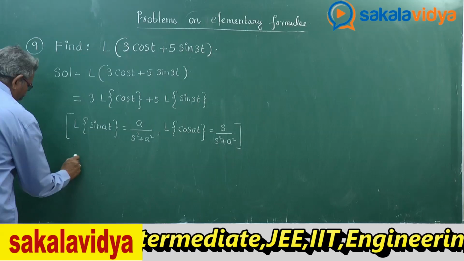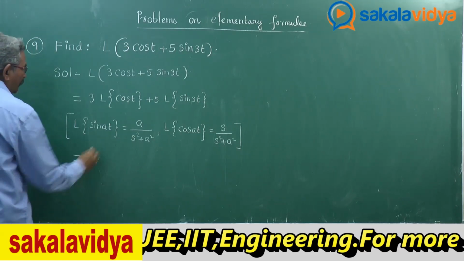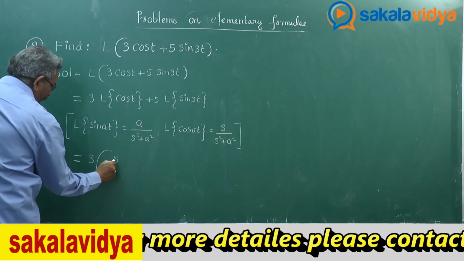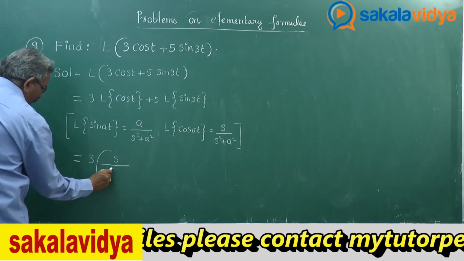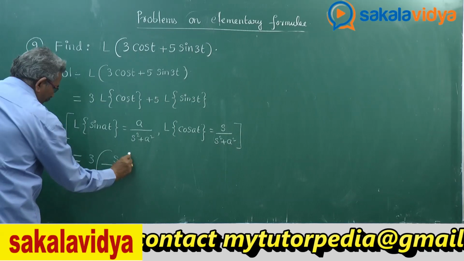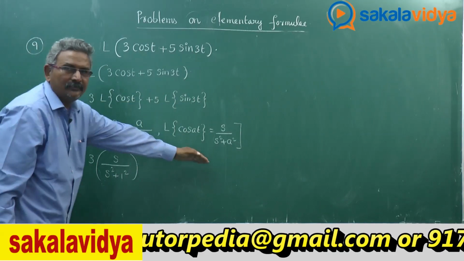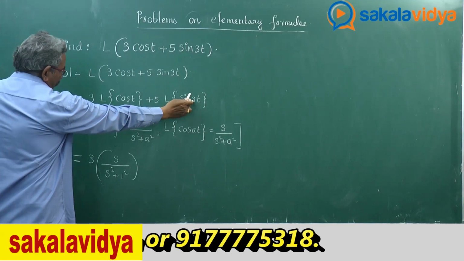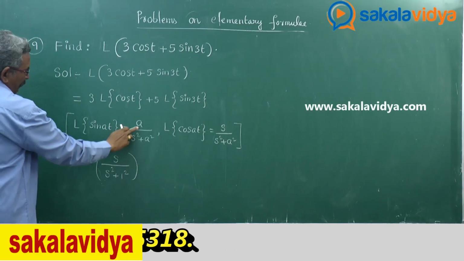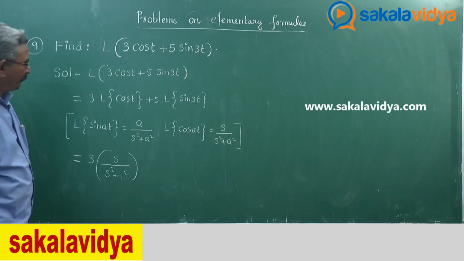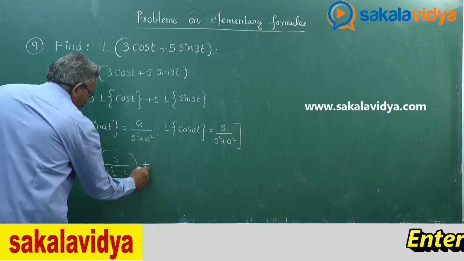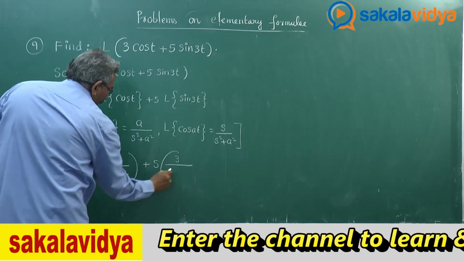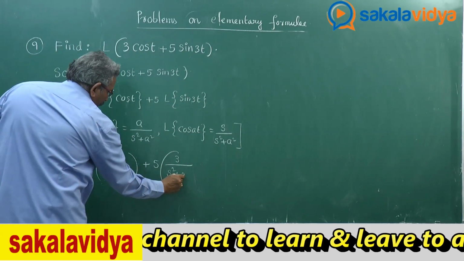Now we can write 3 times s by s square plus 1 square, correct? You can check. So now the Laplace transform of sin 3t, a is 3 here, so 3 by s square plus 3 square, times 5.